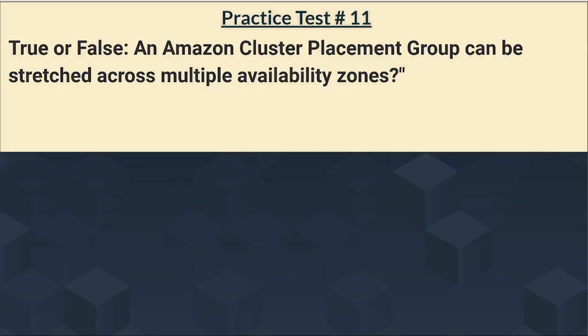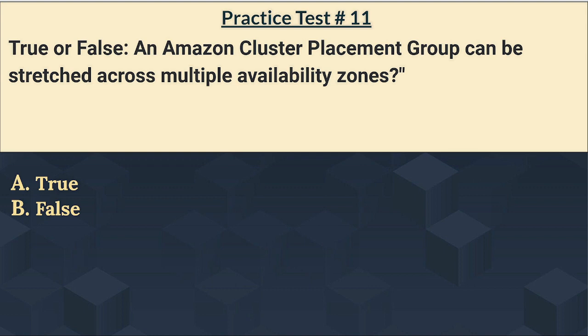An Amazon cluster placement group can be stretched across multiple availability zones. So the options are: option A, true; option B, false. Please select your answer in the next 5 sec.